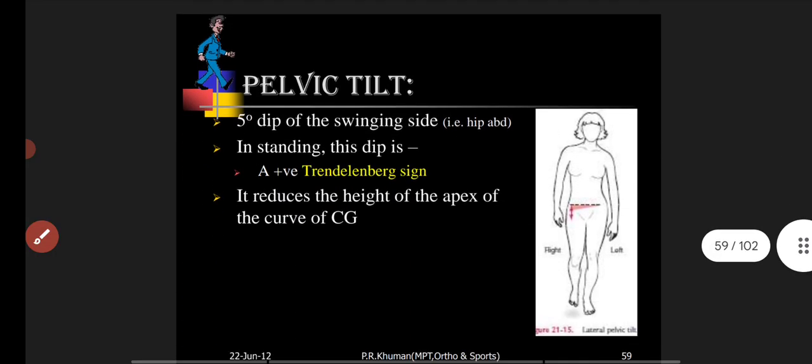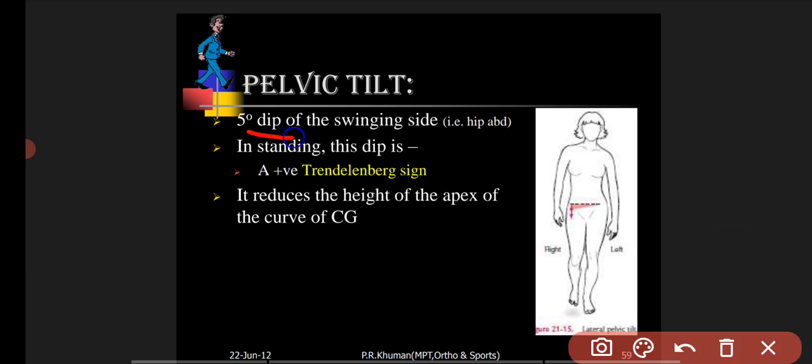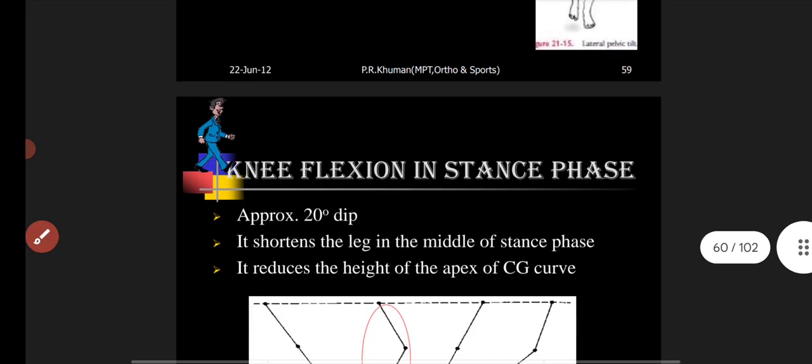Next one is the pelvic tilting. 5 degrees of pelvic tilting occurs on the swing side during hip abduction. In standing, this dip is a positive Trendelenburg sign. Here the pelvic tilt occurs. It reduces the height of the apex of the curve of the center of gravity.